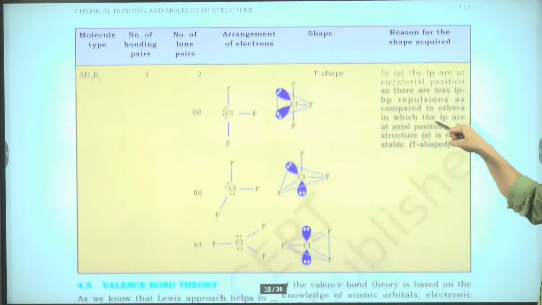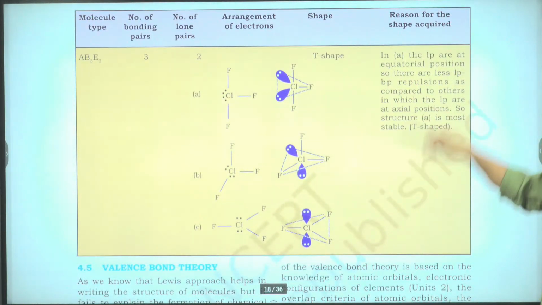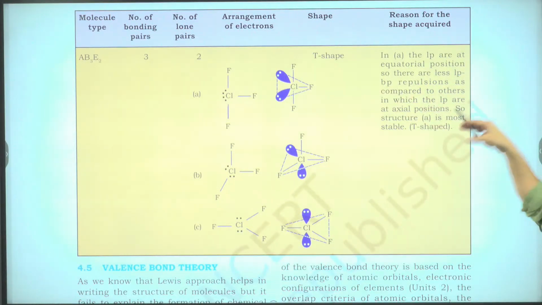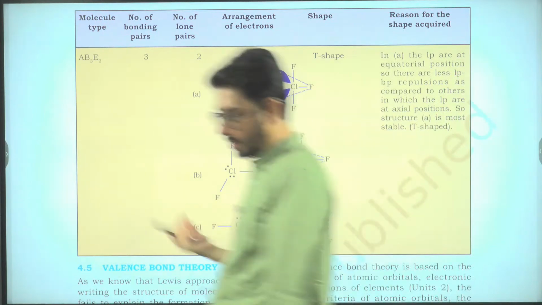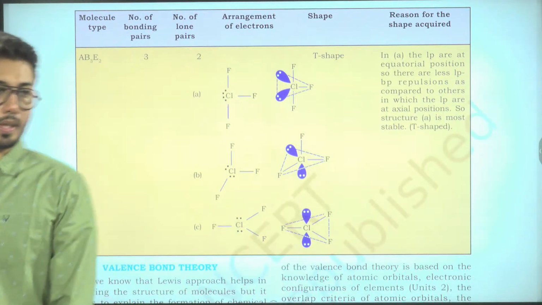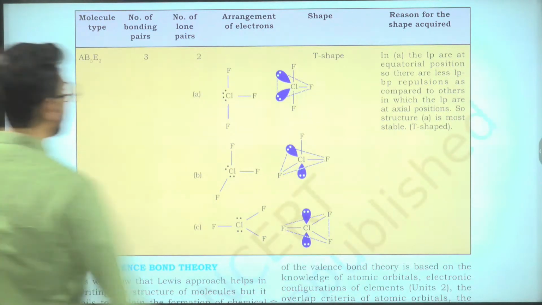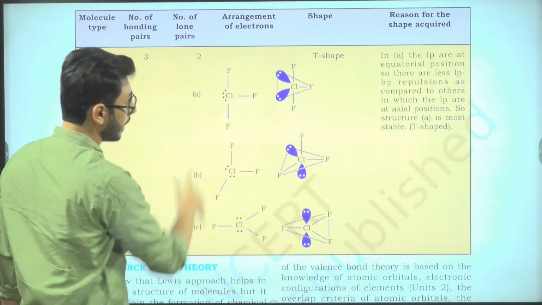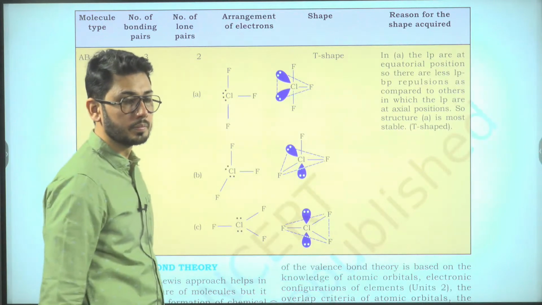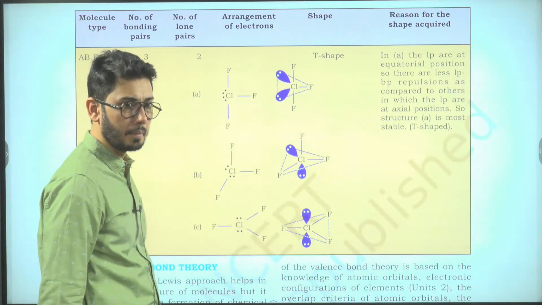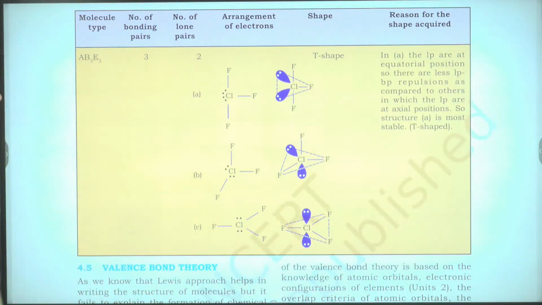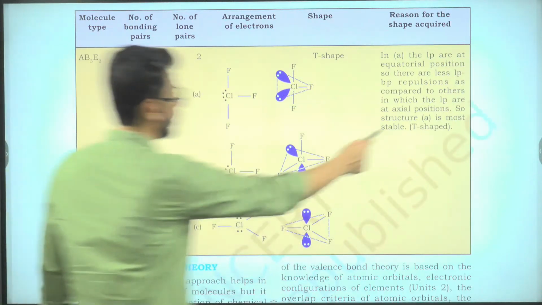Next example, again different possibilities are given. In A, lone pairs are at equatorial, so there are fewer lone pair bond pair repulsions as compared to others. You have already written the reason earlier, but still mark the example. ClF3, where lone pairs at equatorial is better as compared to which one? B and C. Underline this, better is A as compared to B and C. So structure A is most stable.